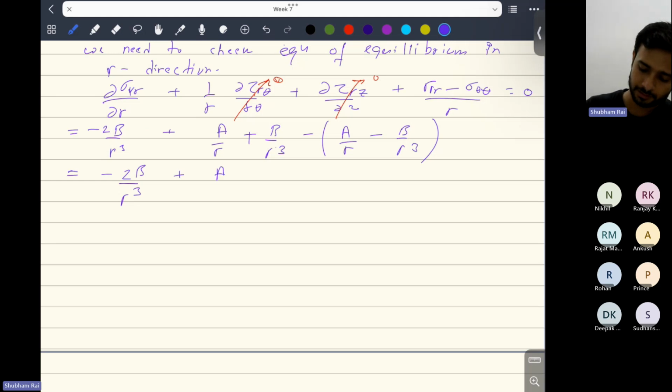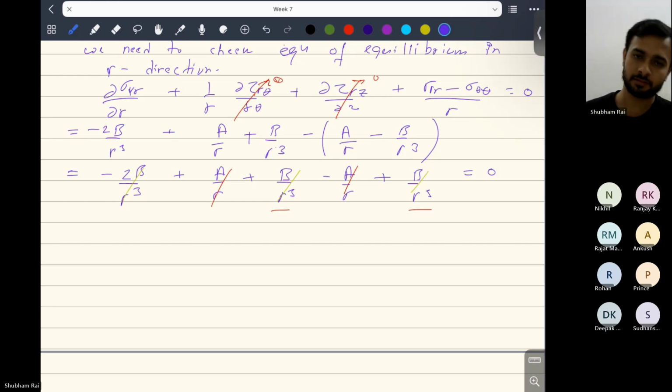And you're able to see that it will be 0. Here you have minus a over r plus b over r cube. So these two terms will get cancelled, a over r and minus a over r. And this b over r cube plus b over r cube will become minus 2b over r cube. So these will also get cancelled. Similarly, that's why you have proved that the stress field satisfies the equilibrium equations.